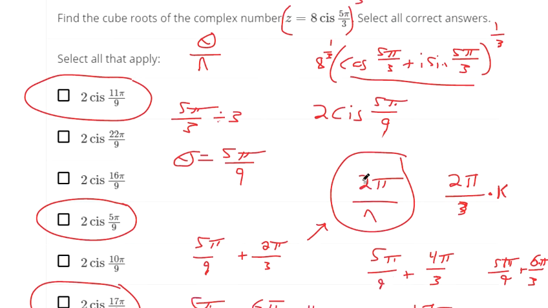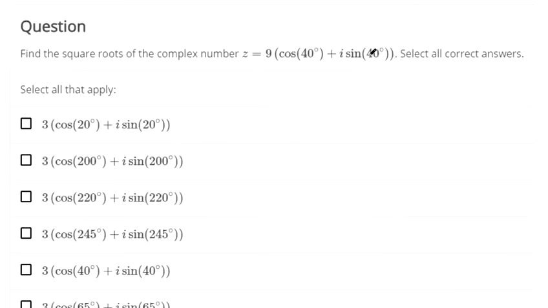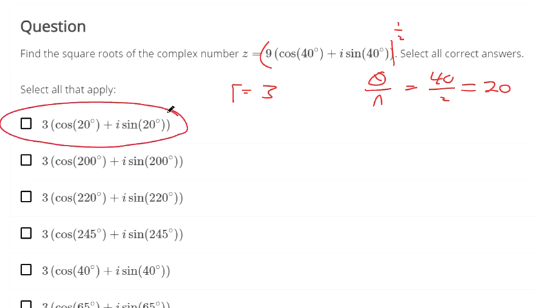The other possible solutions are by taking 2π and dividing it by the nth root that you're trying to find. So if we're trying to find the square root of this complex number, then it's like raising everything to the 1/2 power. So we know what 9 to the 1/2 power is. The square root of 9 is 3. And then remember the rule with angle theta. Theta is divided by the nth root. And since we're taking the square root, n equals 2. So we have 40 divided by 2, so our new angle is going to be 20. So 3 with cosine 20, i sine 20, this one works.